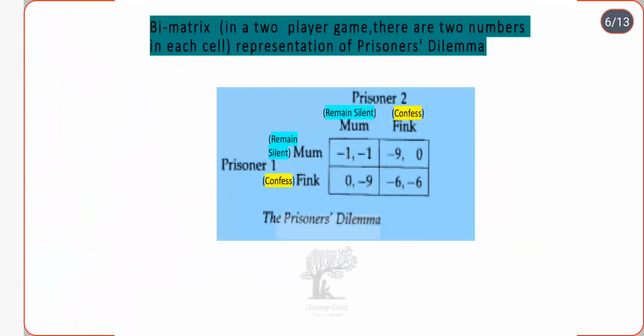Now, if we want to represent it by a bimatrix, what is a bimatrix? A bimatrix is basically a matrix in which we have two players of a game. There are two numbers in each cell, in this representation of the prisoner's dilemma. As you can see, there are two numbers in each cell, and we have two players, prisoner 1 and prisoner 2, in the game. So this is basically a bimatrix. In this bimatrix we may see that there are two options for each prisoner: one is to remain silent and the other is to confess. Similarly, for prisoner 1 there are two options, to remain silent or to confess.